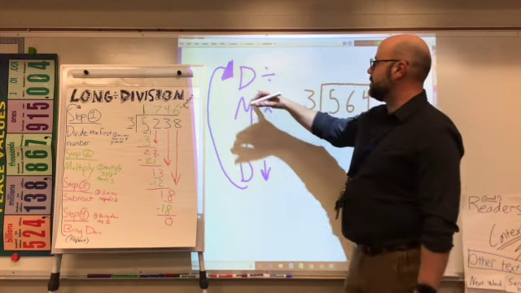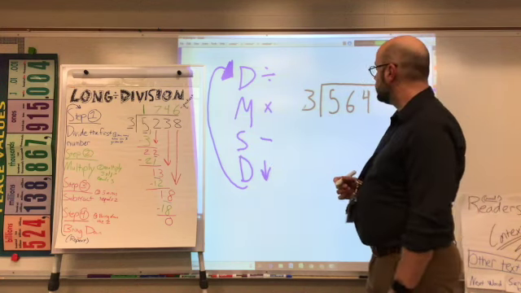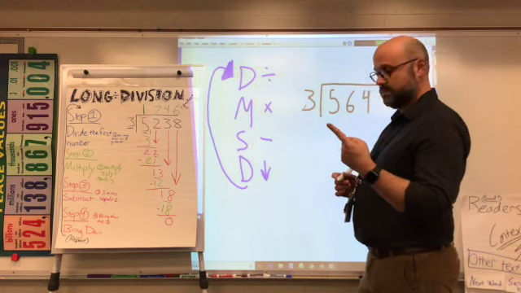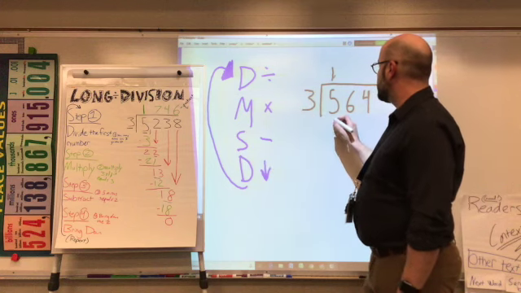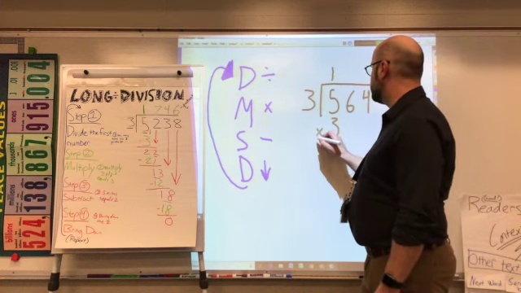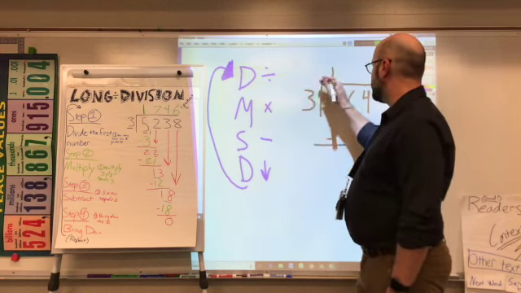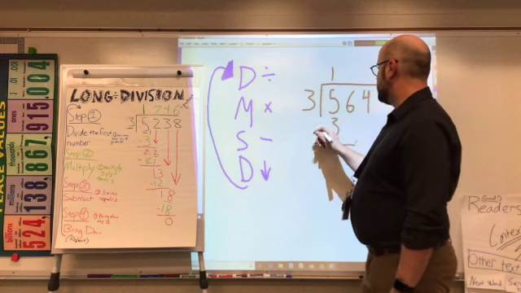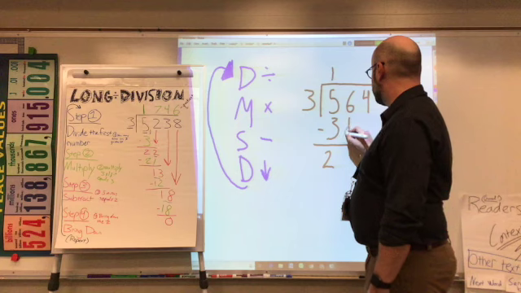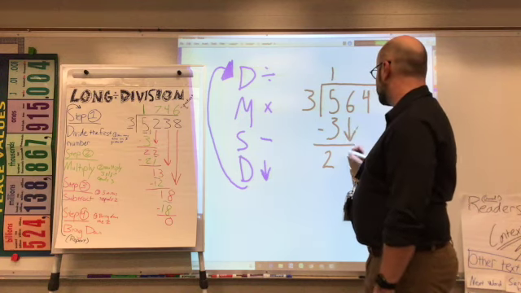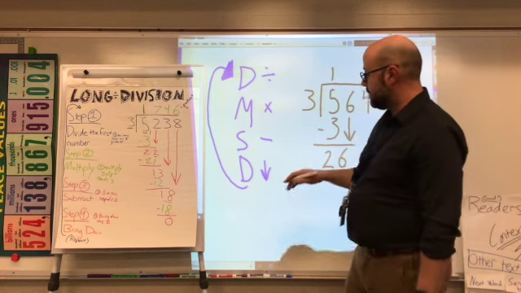Okay, first step, divide. How many times can 3 go into 5? 3, 6, oh, only once. Multiply. 3 times that number. 3 times 1 is 3. Oops, let's subtract, sorry. We multiplied 3 and 1. Now we need to subtract the product we just put under there. 5 minus 3 is 2. Drop the next number, which is 6.